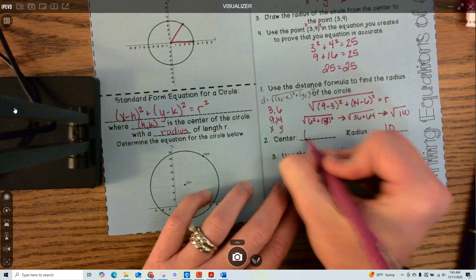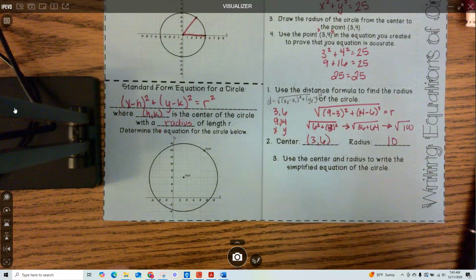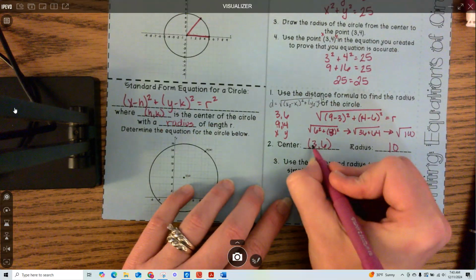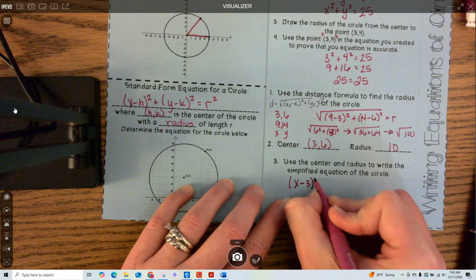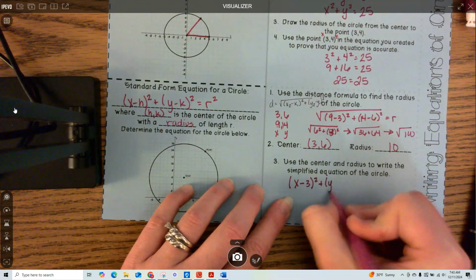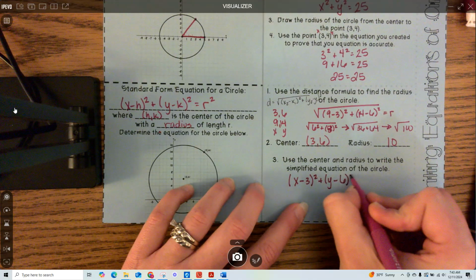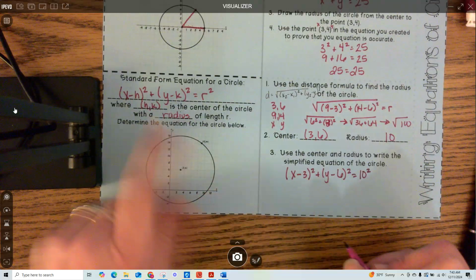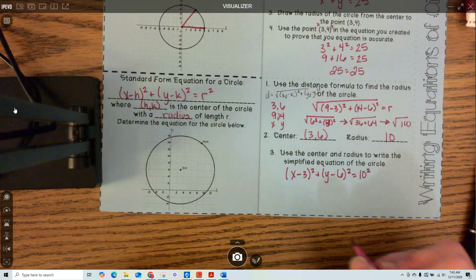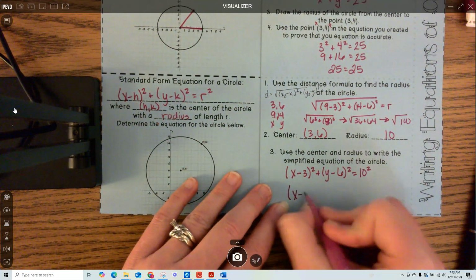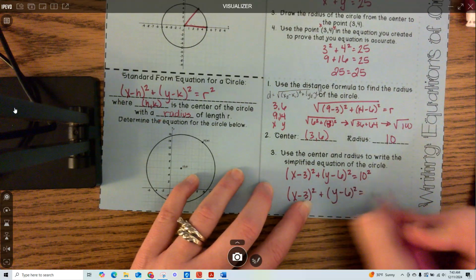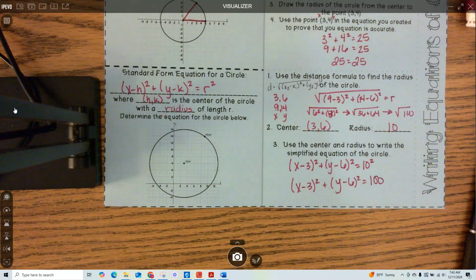And then we know our center. Our center is at (3, 6). We can fill in the blanks now. X and y stay. X value of the center. Y value of the center. Radius. Okay, so we're filling in the h, the k, and the r. And then we can simplify. (X minus 3) squared plus (y minus 6) squared, 10 squared is 100. And so that's it for this video.